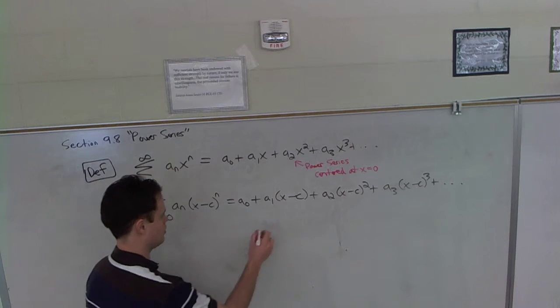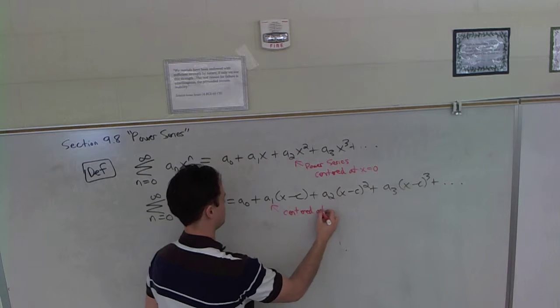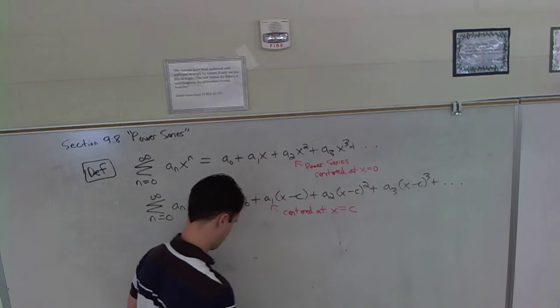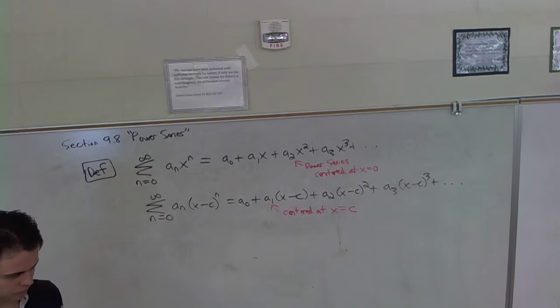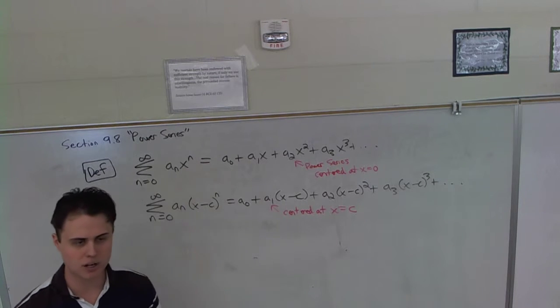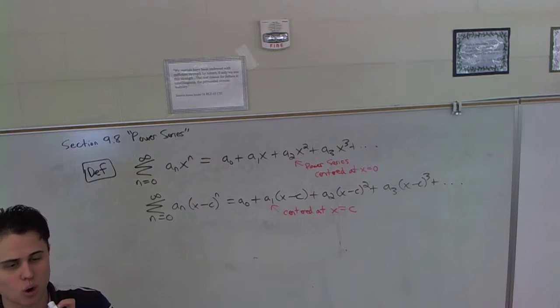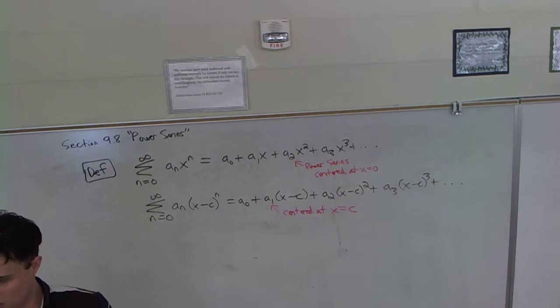This is a power series centered at x equals c. So power series can be centered in all kinds of places depending on their center and what's called their radius of convergence. That determines what the domain of that function is.